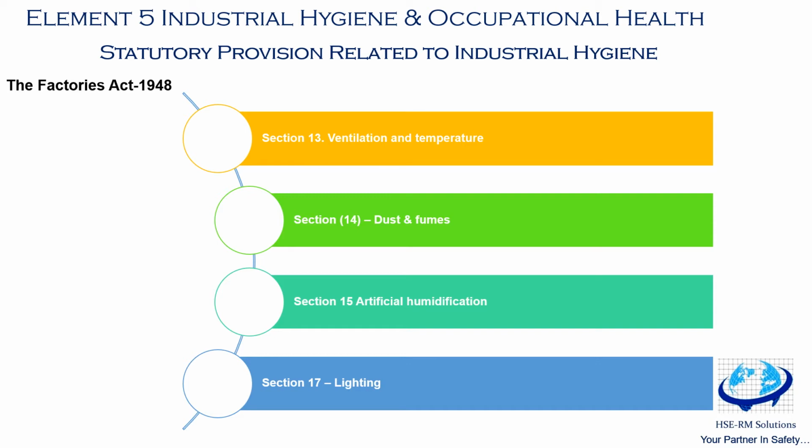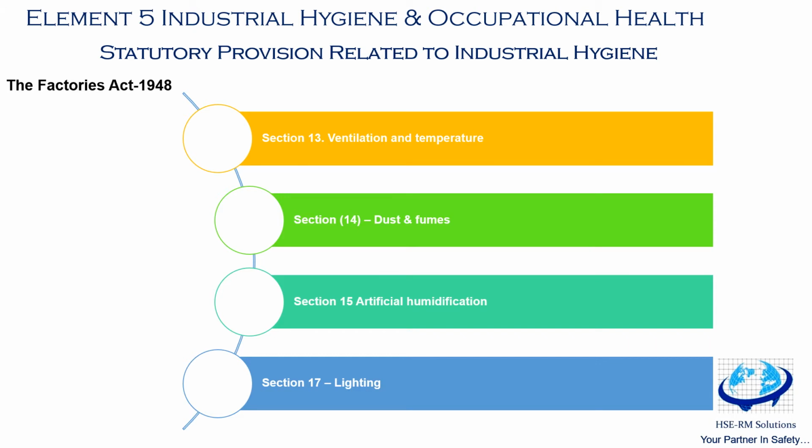So what is artificial humidification? That means the area should be moist. In respect of all factories in which the humidity of the air is artificially increased, the state government may make rules prescribing standards for humidification, regulating the methods used for artificially increasing the humidity of the air, prescribing tests for determining the humidity of the air to be correctly carried out and recorded, and prescribing methods to be adopted for securing adequate ventilation and cooling of the air in the work rooms.